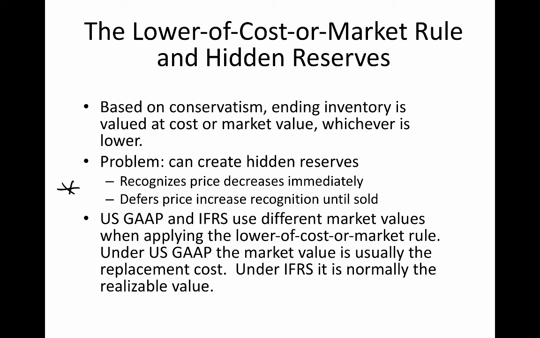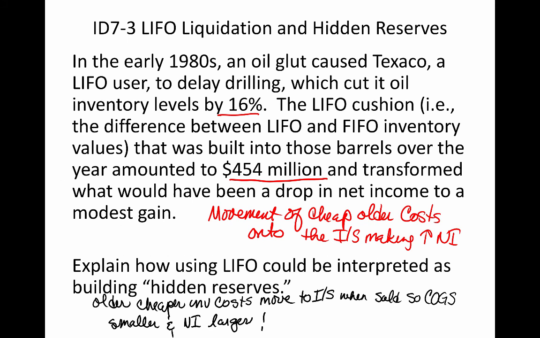One other fun thing that you should know about is about hidden reserves. So, for example, Texaco had a lot of layers of really cheap oil in its inventory because they had been using LIFO for years. But in 1980, because of the oil glut, they cut its production. And they said, oh, we're not going to produce oil anymore.